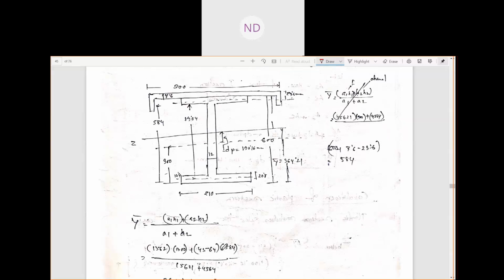This one, which is y bar from the bottom, is (a1 h1 plus a2 h2) by (a1 plus a2). Now what is a1? A1 is the area of this section. Suppose we are considering the I section, this member to be 1 and this member to be 2. Suppose we have considered this to be the second member. So we have to consider this a1. A1 is the area of this I section, a2 is the area of this channel section.